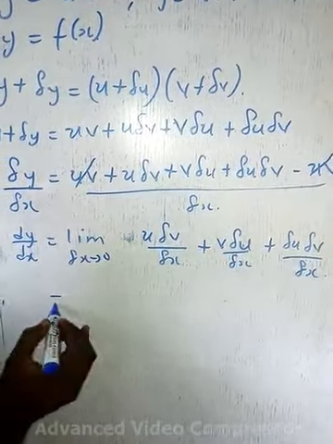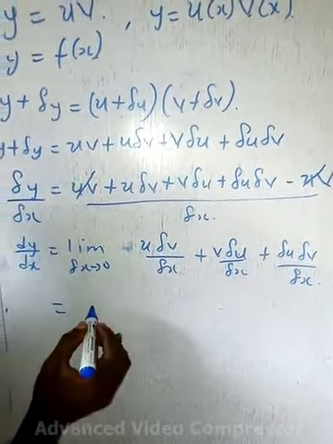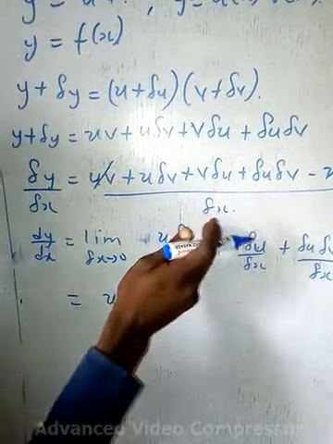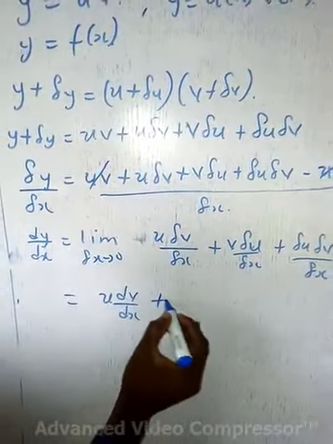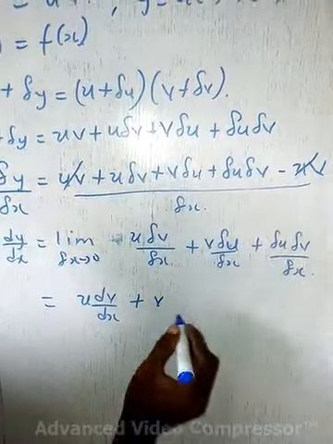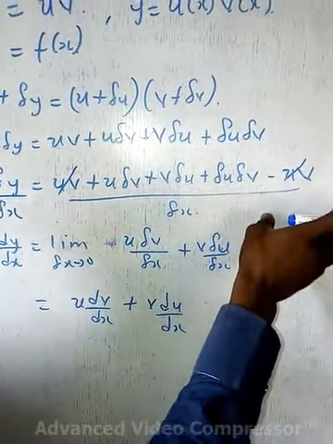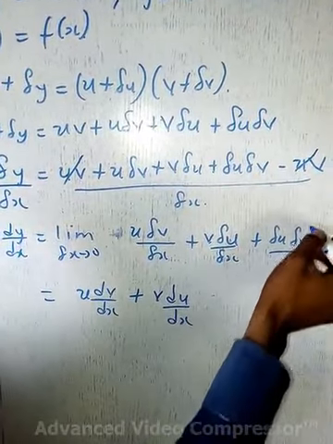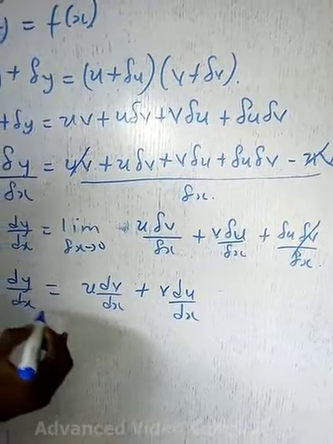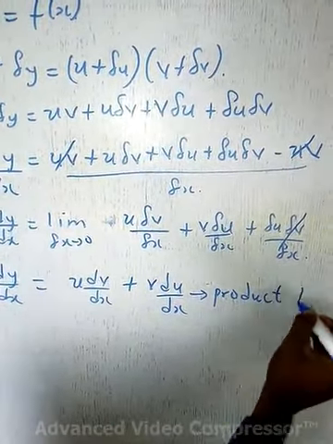What happens here? My v is a function of x here. Then the limit here is going to be u dv/dx, because v depends on x. Plus my v, u also depends on x, then we have v du/dx. The combination of both of them does not depend on x, so this is 0. Then we have dy/dx equal to this. And this is called the product rule.